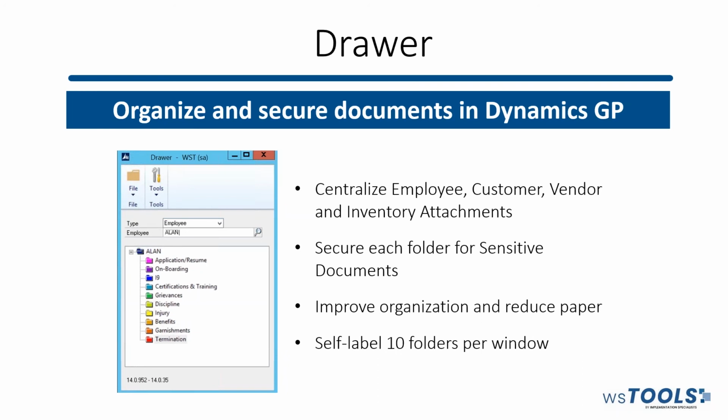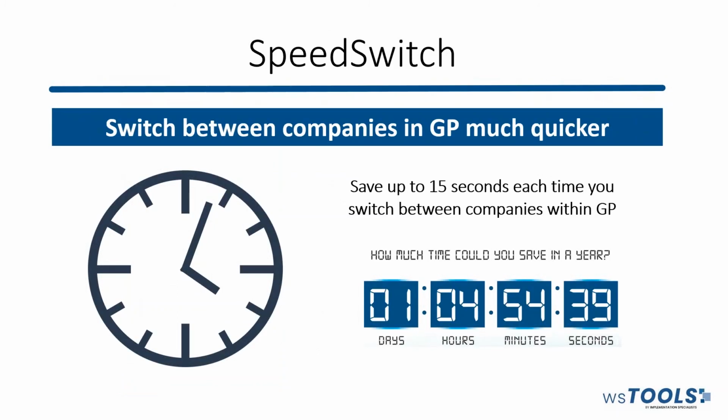Customers, okay, credit limit, credit decisions, all of that kind of information. Vendors, contracts, negotiations, documents there. You might want to really secure some of that. And the same thing on items and different specs and being able to have only certain individuals see them. That's our drawer product. The next product we have is called Speed Switch.